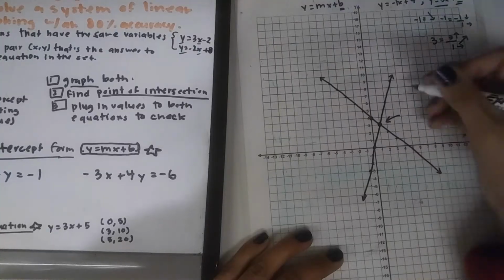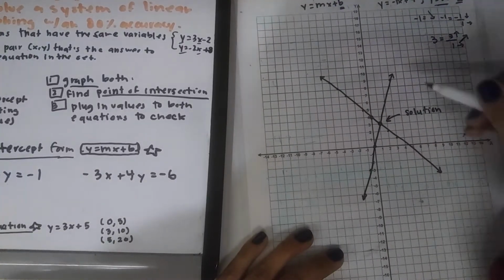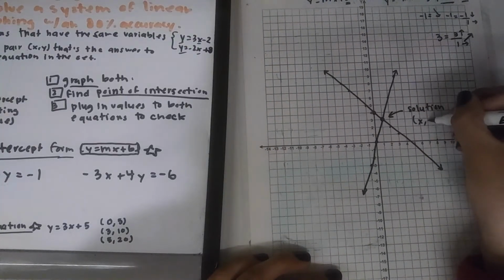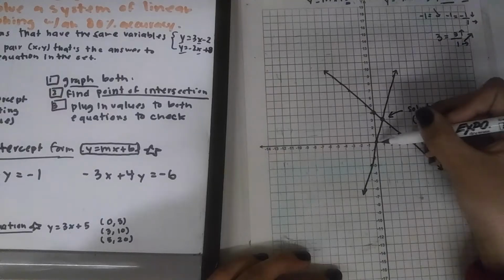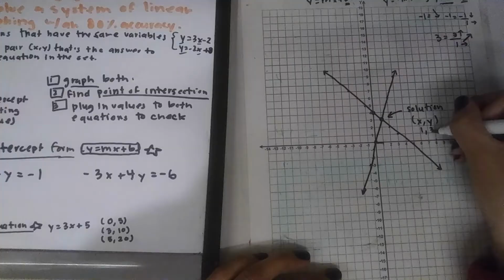So this right here is my solution, okay? Because that point satisfies both of the equations. So my ordered pair is x comma y. Remember, x comes before the y. So I went 1 on the x and I went up 3. So that's 1 comma 3.